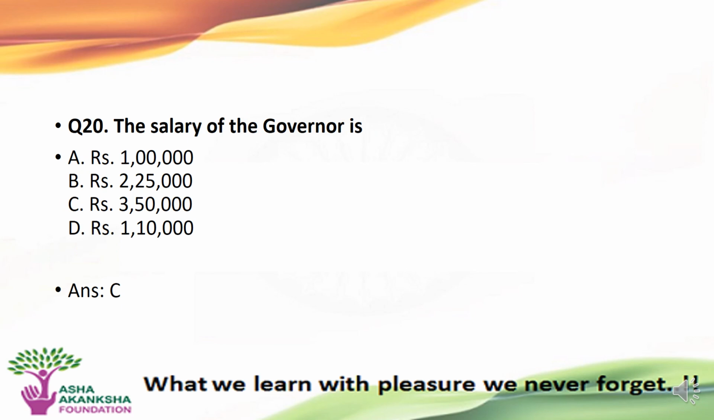The next question is the salary of the governor is, options are A. 1 lakh, B. 2 lakh 25,000, C. 3 lakh 50,000, or D. 1 lakh 10,000. The correct answer to this question is option C. That is, the salary of the governor is 3 lakh 50,000 per month.